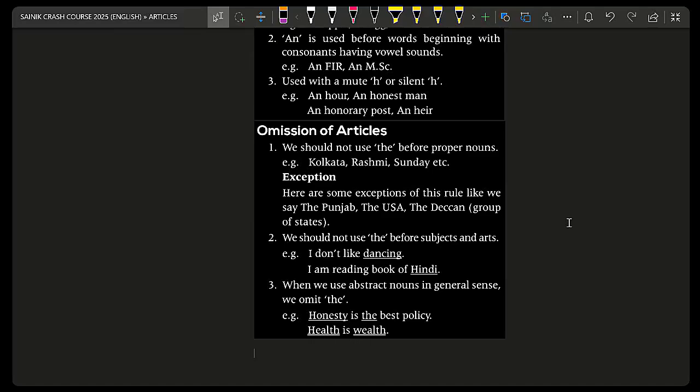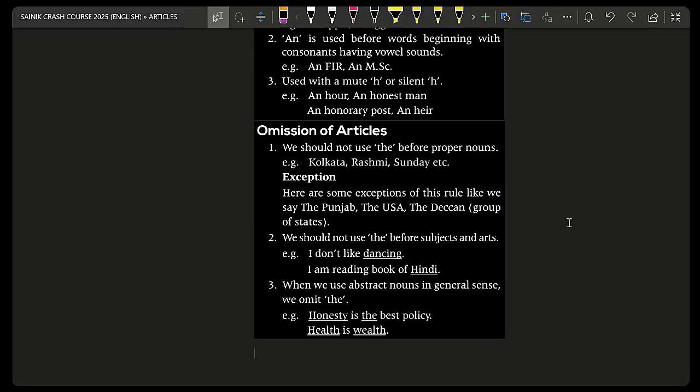So whenever something is a collection of other things, then you can use the. But India, as a total India together, we cannot use the before that. But USA you can use the. We have some other examples also. UAE, United Arab Emirates, you can use the UAE. And UK also, you can say the United Kingdom.